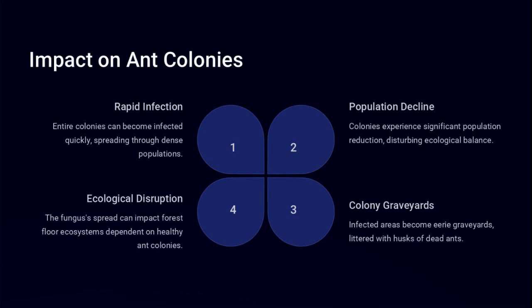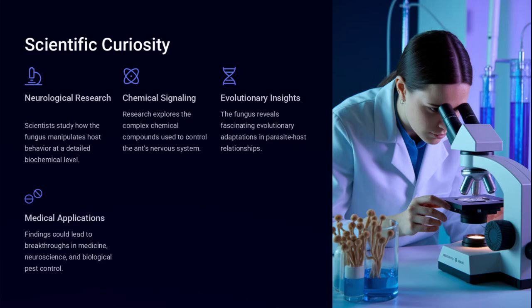The effects of Ophiocordyceps unilateralis can be catastrophic for ant colonies. Entire colonies can become infected rapidly, reducing their populations significantly and disturbing the ecological balance. These colonies, littered with the husks of dead ants, become eerie graveyards, a haunting testament to nature's ruthless and cunning survival tactics. Despite the horror it inspires, the zombie fungus has drawn intense scientific interest.